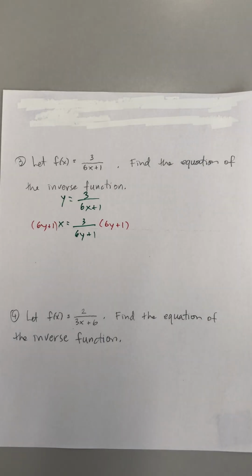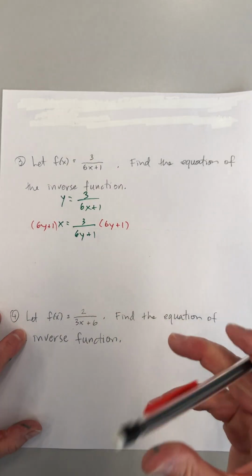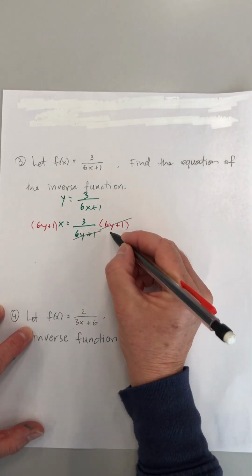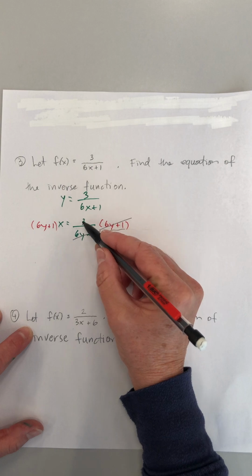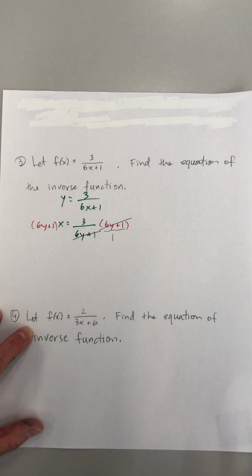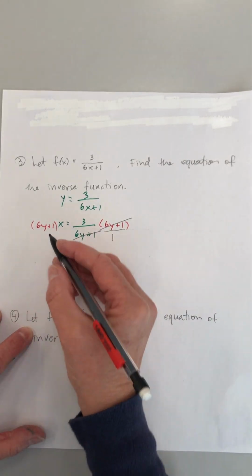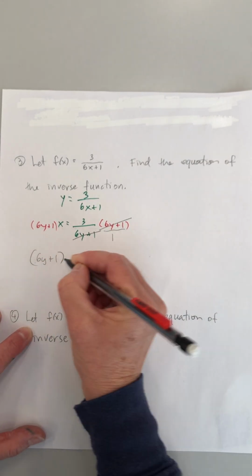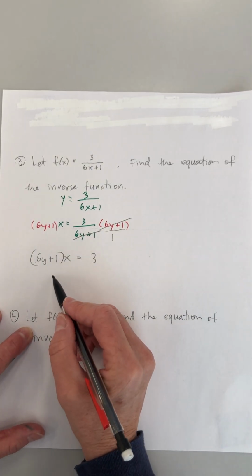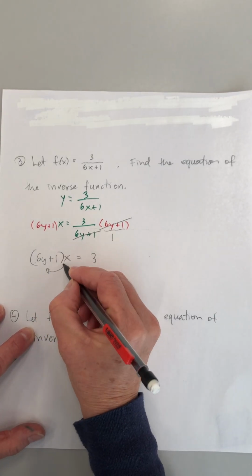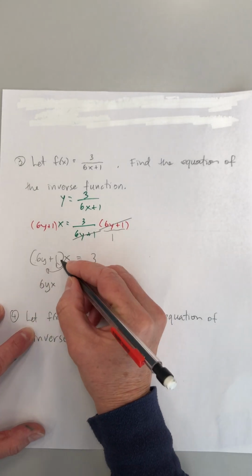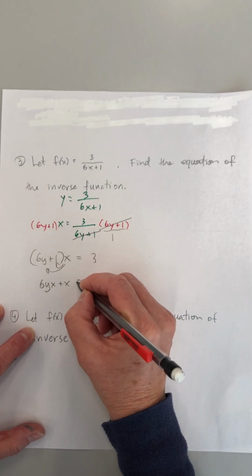So then if I take 3 over (6y plus 1) times (6y plus 1), the 6y plus 1 cancels, because this is like over 1. So then 3 times (6y plus 1) over (6y plus 1) times 1, that's a factor that cancels. So then I have (6y plus 1) times x equals 3, and now I'm going to distribute on this left side. So I have 6y times x, so 6yx plus 1 times x, so plus x equals 3.